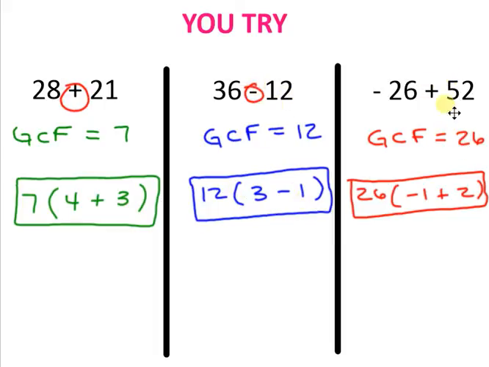And then your GCF for the last one is 26. Your operation was addition on the inside. So 26 goes on the outside. Negative 26 divided by positive 26 is negative 1. And then 52 divided by 26 is positive 2.